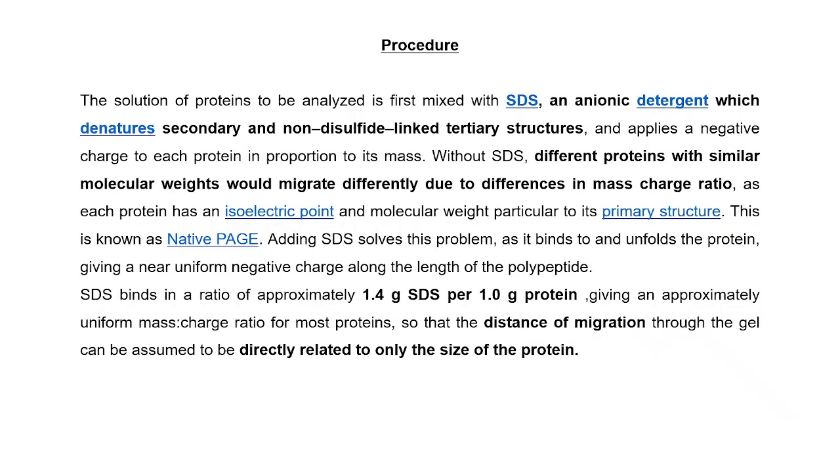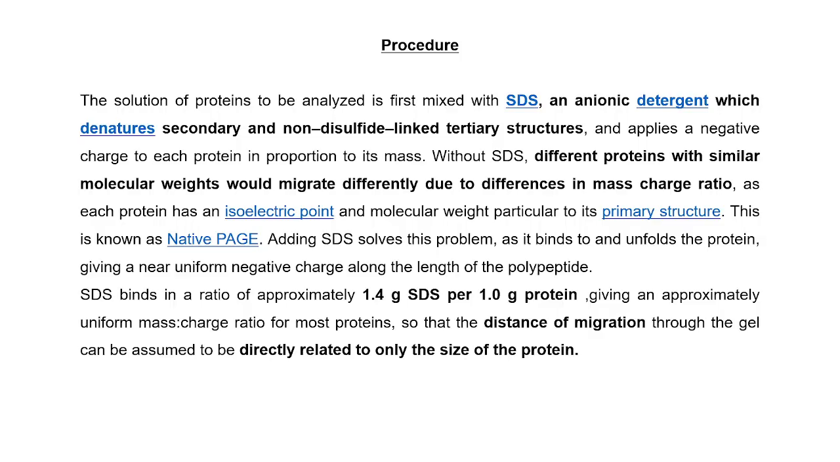So what is the basic procedure? So the solution of the proteins to be analyzed is first mixed with SDS. That's an ionic detergent which denatures the secondary and the non-disulfide linked tertiary structures, and it applies a negative charge to each protein in proportion to its mass.